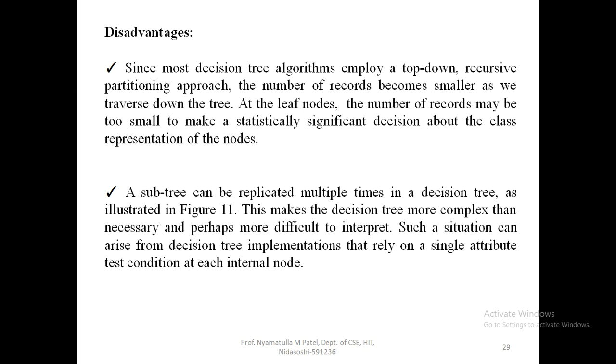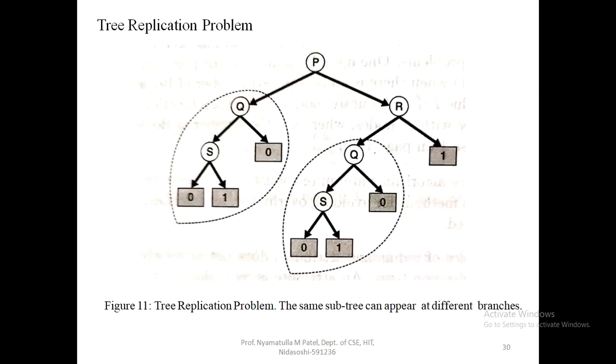A subtree can be replicated multiple number of times in a decision tree, as illustrated in the figure in the next slide. This makes the decision tree more complex than necessary and perhaps more difficult to interpret. Such a situation can arise from a decision tree implementation that relies on a single attribute test condition at each internal node.